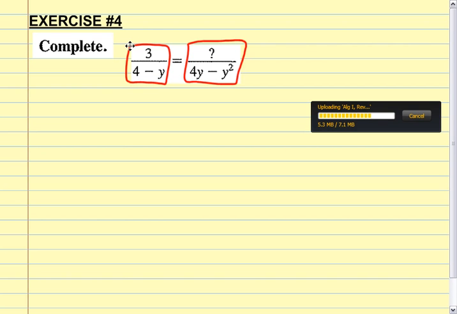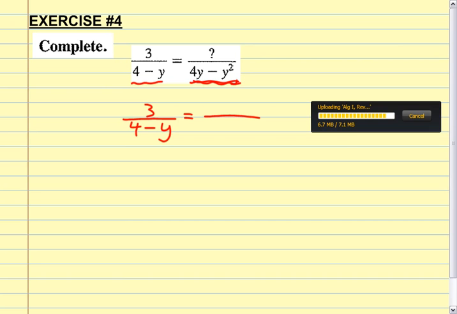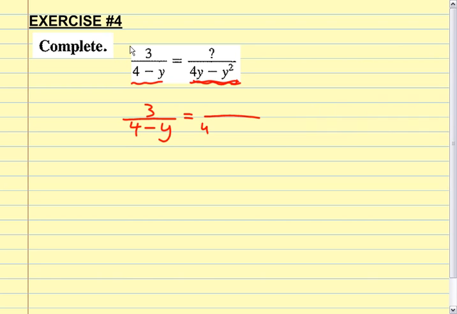Okay, well, let's see. The very first thing that I need to do is take the fraction that I have. I'm sorry, I'm going to rewrite this. And I need to factor the denominator of the second. What goes into both of them? Libby? Y. Y times 4 minus y. Okay, good.